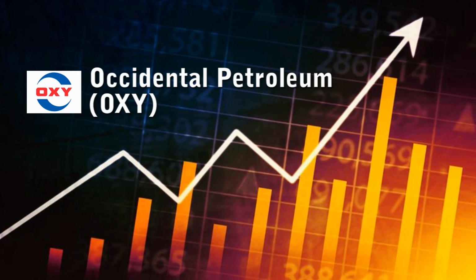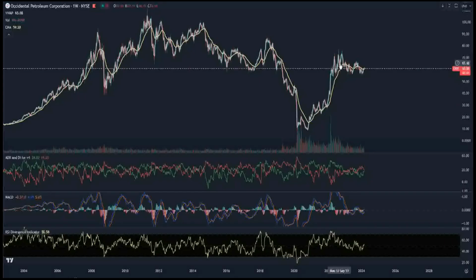Today we're going to have a look at Occidental Petroleum Corporation, that symbol OXY. Occidental Petroleum Corp engages in exploration and production of oil and natural gas. Now let's have a look at Oxy's chart here.